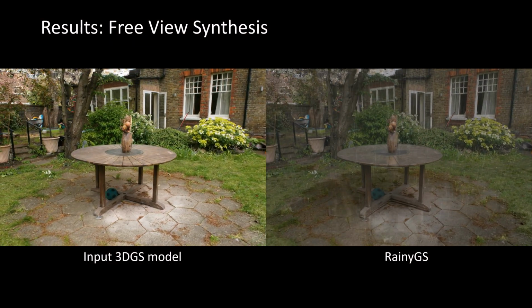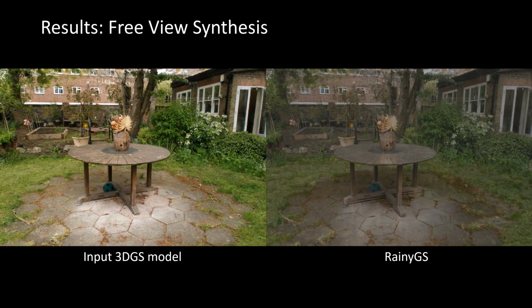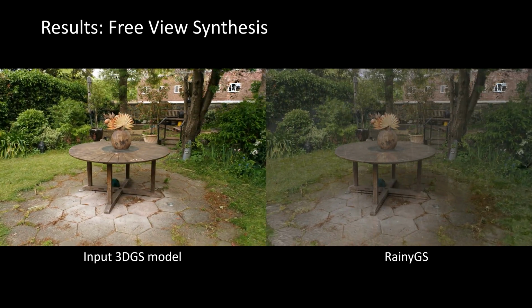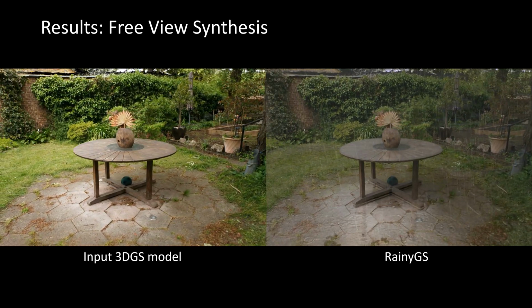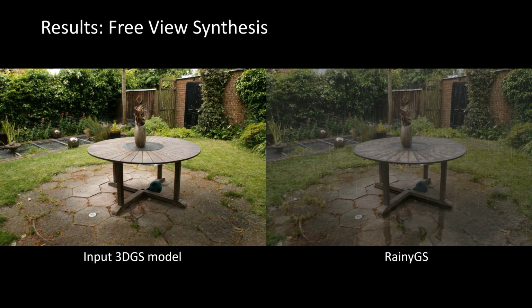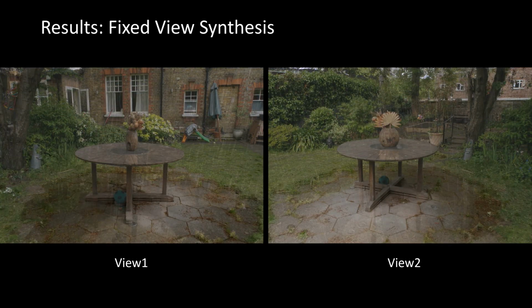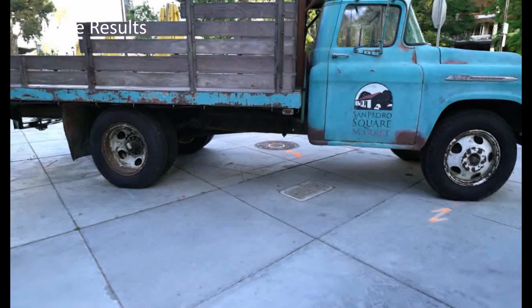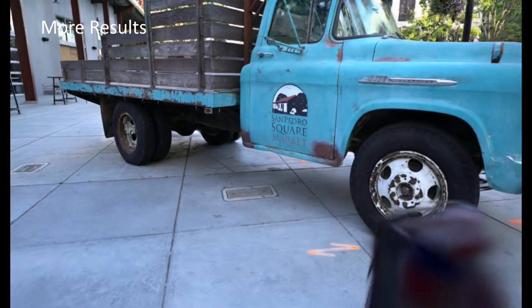We evaluate RainyGS on various real-world scenes. On the MIP NeRF 360 garden scene, RainyGS synthesizes realistic rain effects under user-controlled free-view rendering. RainyGS also supports fixed-view synthesis, producing consistent and evolving rainy results across different viewpoints in the same scene. We present more results across different scenes.